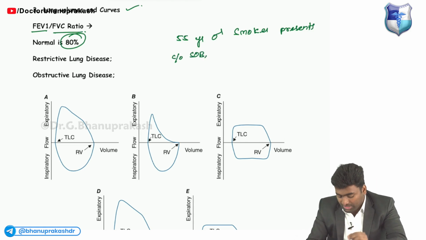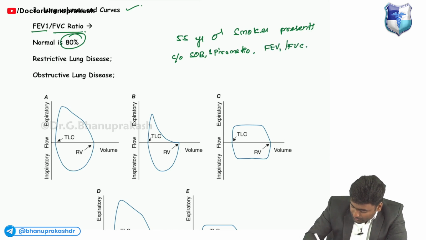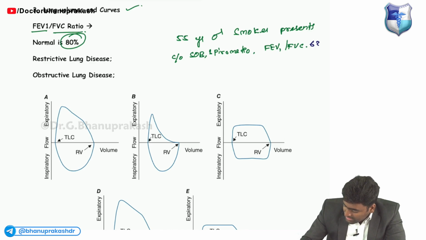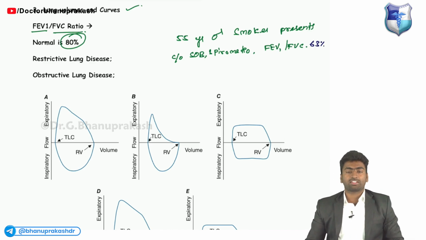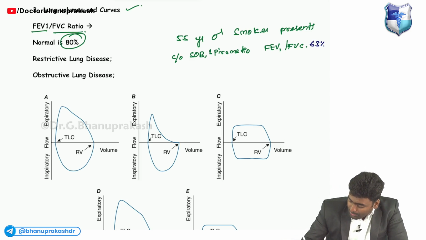Now you plan to do an investigation known as spirometry. On spirometry, you see his FEV1 by FVC ratio is 63%. What disease will you think of? Is it a restrictive disease or an obstructive lung disease? It is COPD, which is the obstructive type.